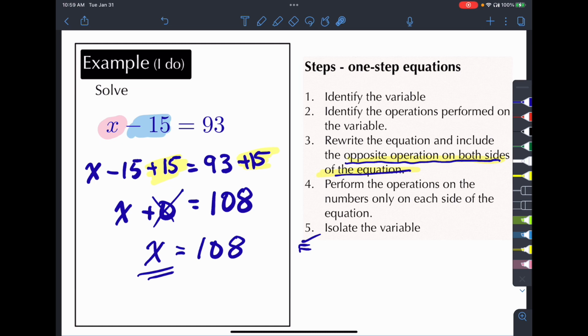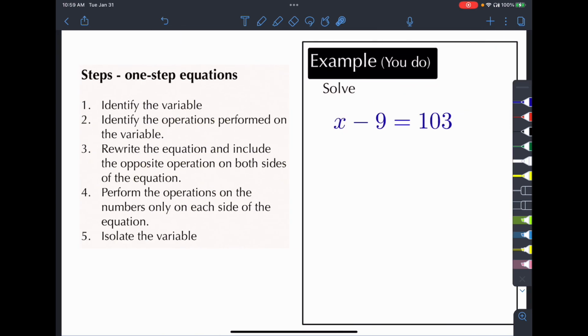Okay, so let's go to the next slide. This is the one for you to do. It's in your worksheet. I want you to do this one. I've included the steps over here. You can follow along. I want you to do this, solve it, show it to me, and once you've done it, I'll get you the worksheet.